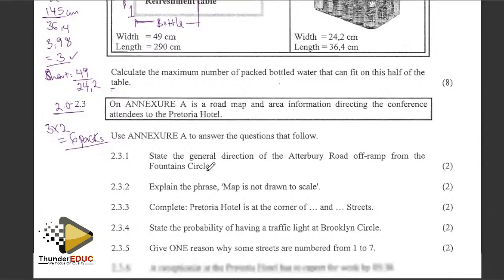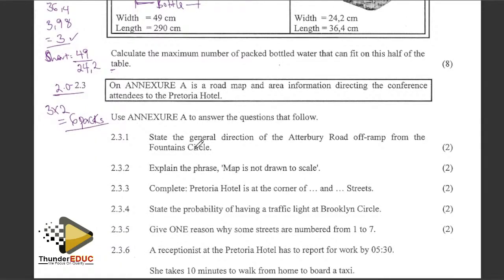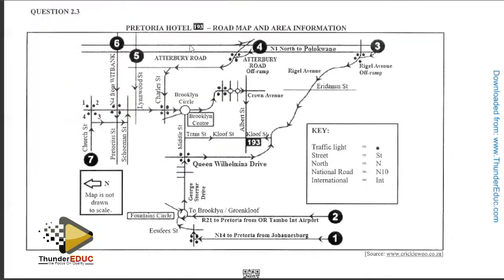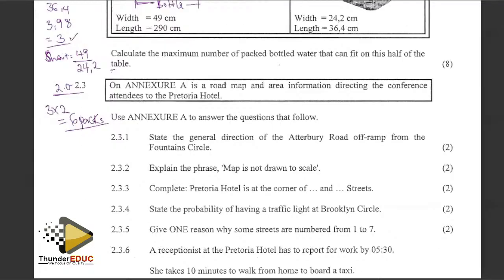All right. We go to our next chart, sorry, next chart A. Next chart A looks like this. Then we go to the questions. It says next chart A is a road map and area information directing the conference attendees to the Pretoria Hotel. So use next chart A to answer the questions that follow.